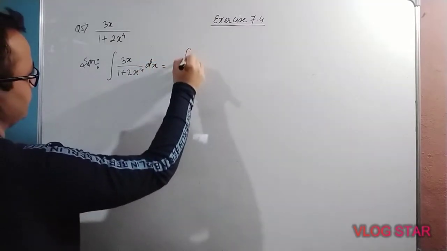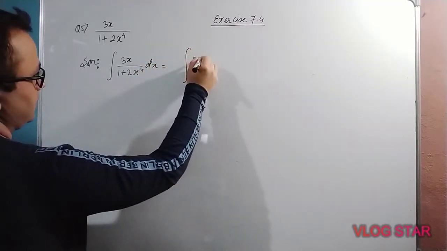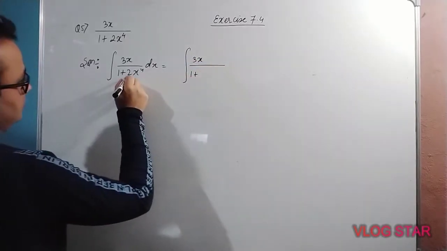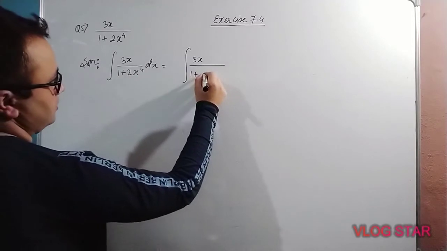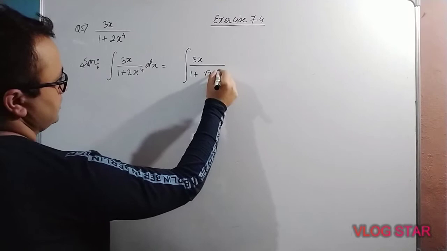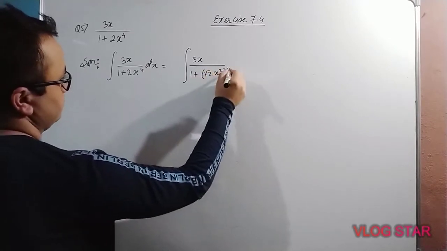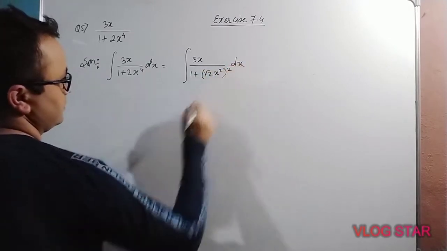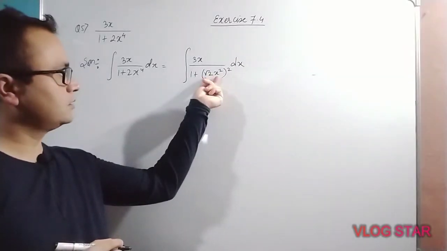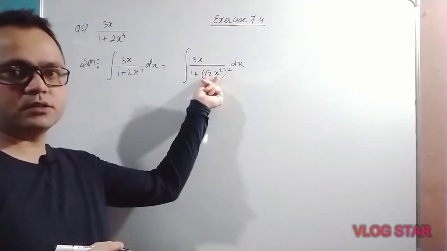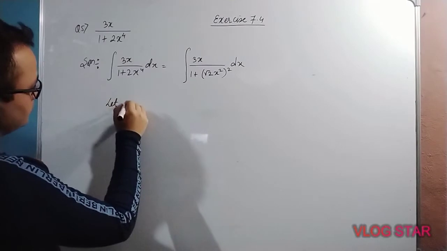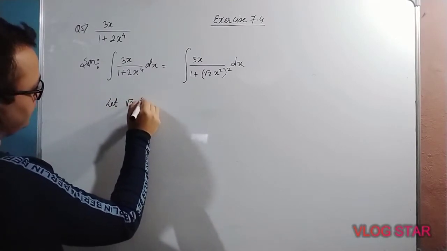This equals integration of 3x divided by 1 plus, now 2 is the square of root 2, and x to the power 4 is x square whole square, dx. Now take this as the substitution. Let root 2 x square equal t.